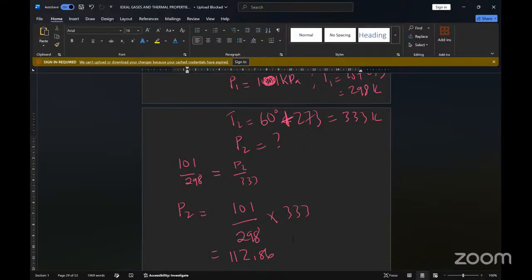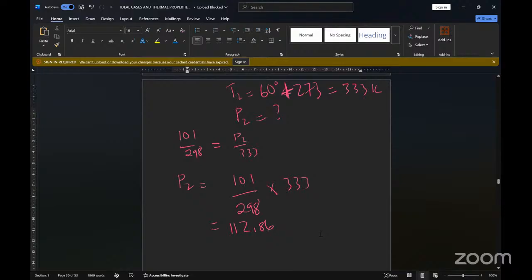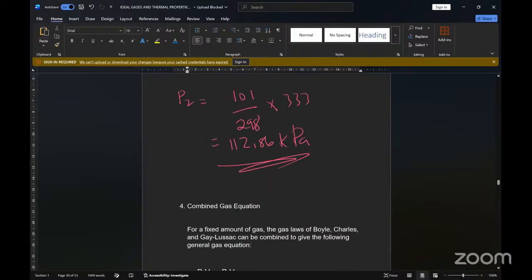And then you must check the unit well, so you just repeat, you copy the same unit. It's kilopascal, so you put it like that. Kilopascal, and then that is your answer. Okay, so we are done with this.